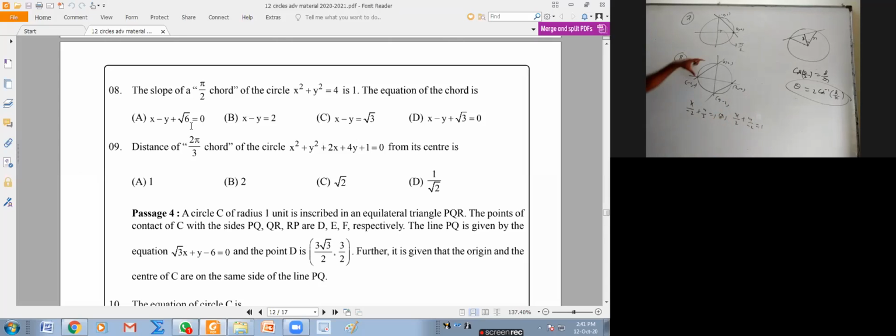Just from the figure only I can tell this is subtending 90. If they had asked some other slope, I would have done a little work maybe. I know the slope, I don't know the y-intercept, I'll assume C and then do it.